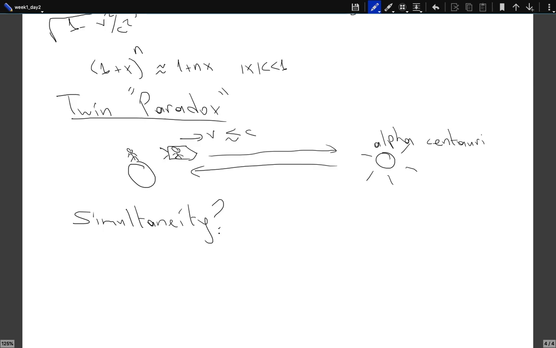Well, you see, let's forget the death. Let's stick with the clocks. Which clock goes first? It depends on the observer. The answer is not a unique answer.